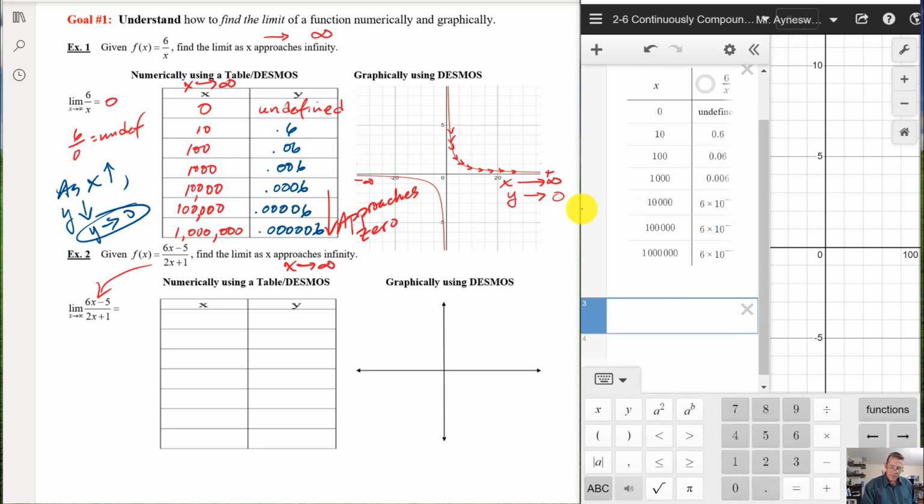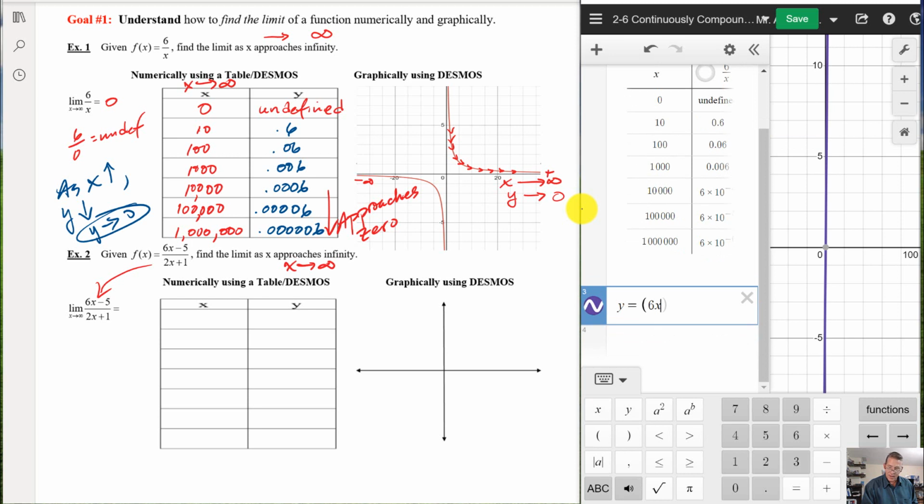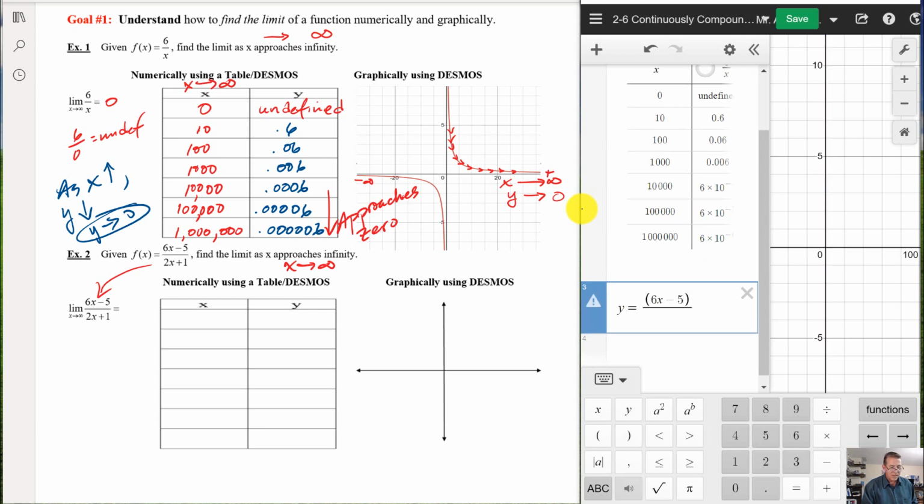Let's type in y equals the quantity 6x minus 5. Notice that I put parentheses around the numerator, because I have to hit the division button and it makes it a fraction. That requires the parentheses, so remember that. If you don't type them in, it's not going to turn out right. Just try it without parentheses and you'll see what I'm talking about. So there's your function. Let's take a look at it.